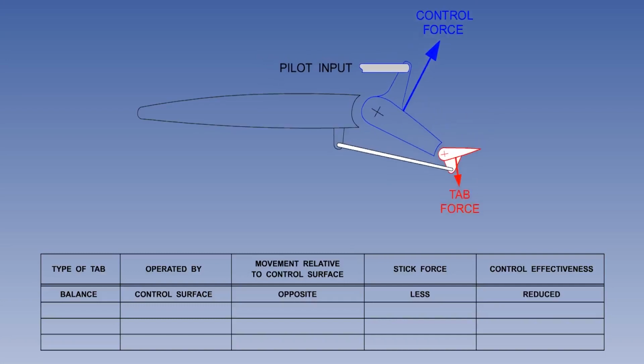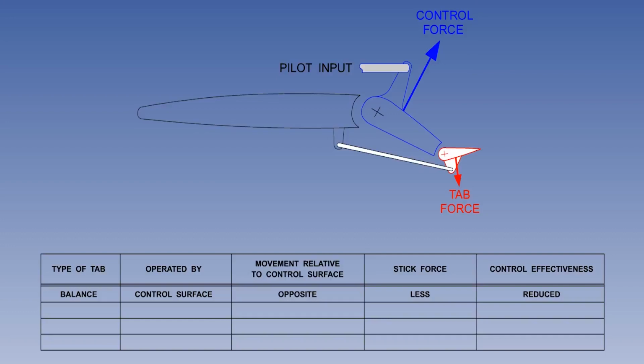Because the balance tab moves in the opposite direction to the control surface, the effectiveness of the control is reduced. This is because the opposite motion of the balance tab reduces the change in camber commanded by the pilot. In practice, the designer will compensate for this.